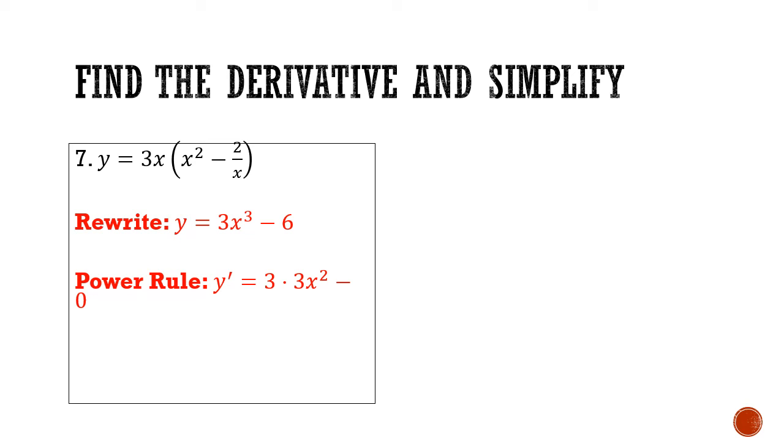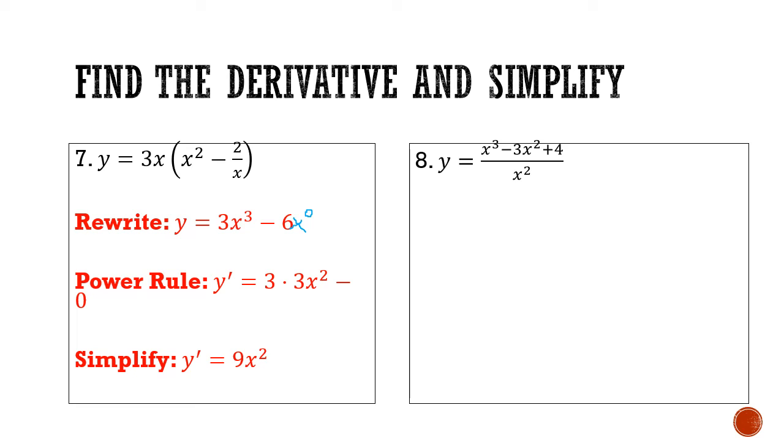And then you have the minus 6, which is 6x to the 0. So if I apply the power rule to a constant, it's 0 times negative 6 is 0, and then you have 0 times x. So the derivative of a constant is 0. And then we simplify. 3 times 3x squared, the derivative of y equals 9x squared.